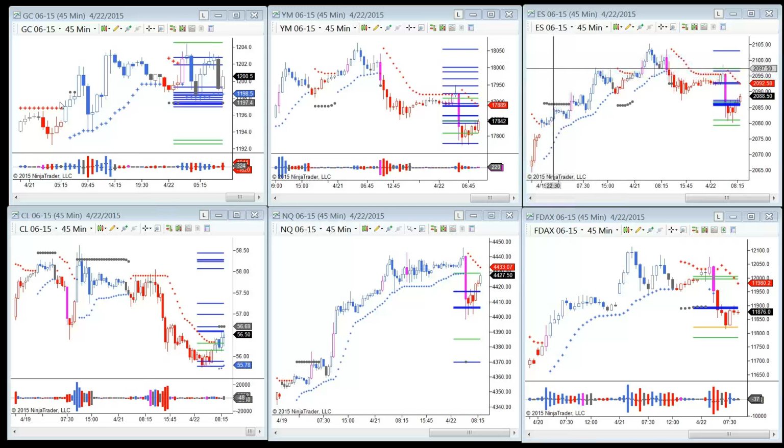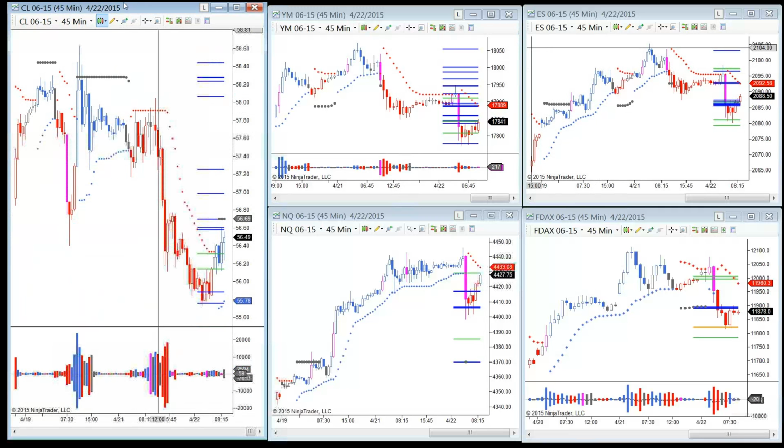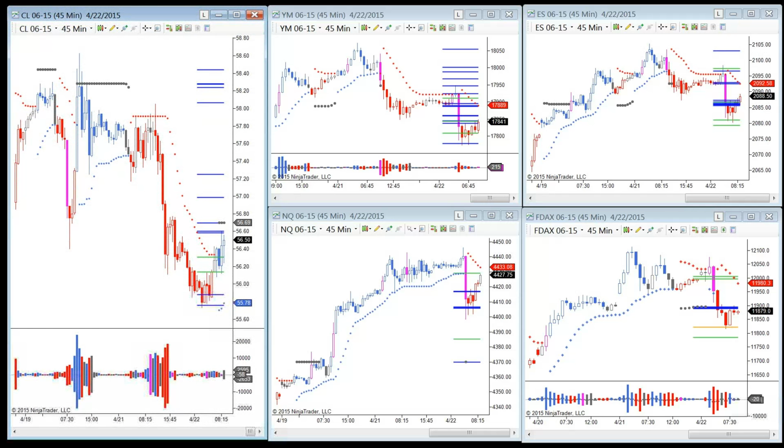All right, let's see what we can do on crude today. Now, I realize that some people don't like using indicators, and that's personal preference. I don't really care whether you do or not. I'm going to bring up just a plain crude chart.